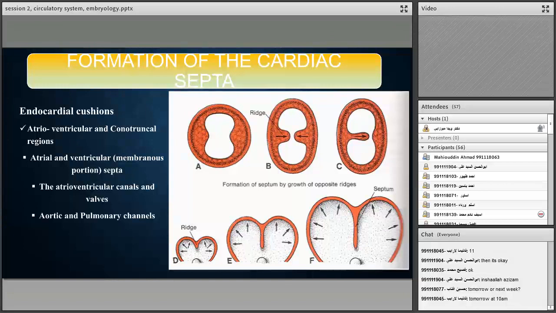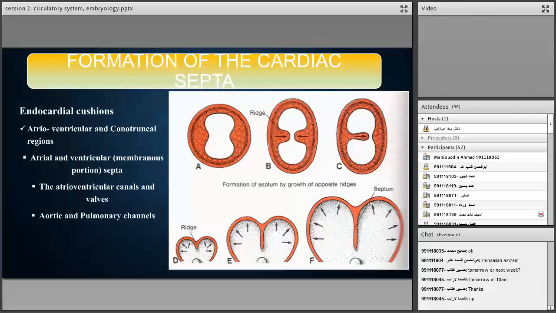Okay, today in the second session of the embryology class, we are going to talk about the formation of the cardiac septa. The major septa of the heart are forming between the 27th and 37th days of the embryonic period.